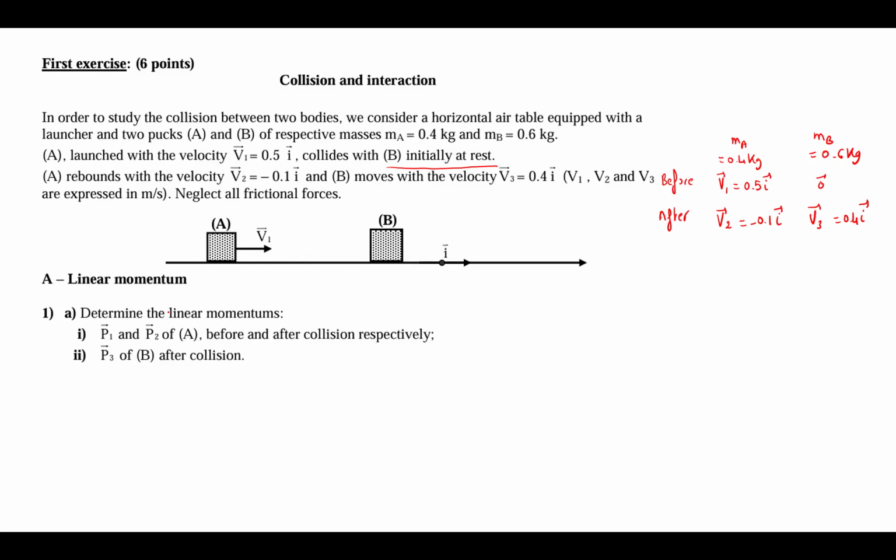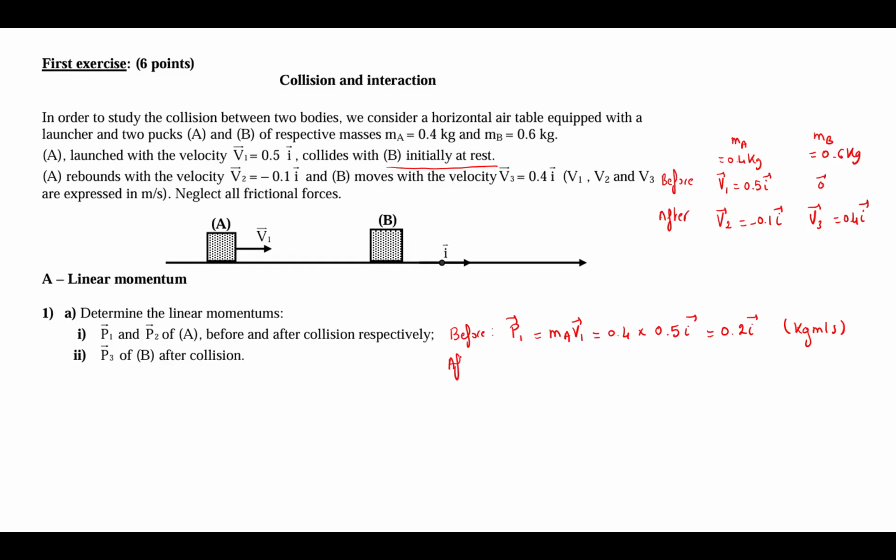The first question is determine the linear momentum P1 and P2 of A. So the system is A before and after collision. So we have before the collision, I have P1, so the system is A, equal M1 V1, which is MA times V1 vector. So it's 0.4 times 0.5, and I keep the vector, so equal 0.2 I. In magnitude, it will be 0.2 kilogram meter per second.